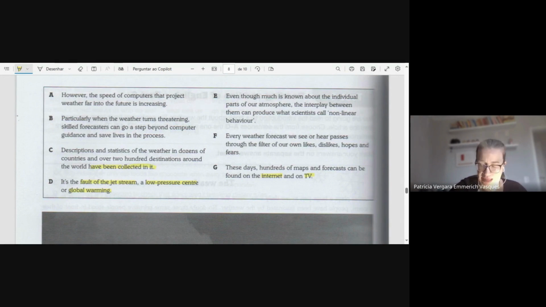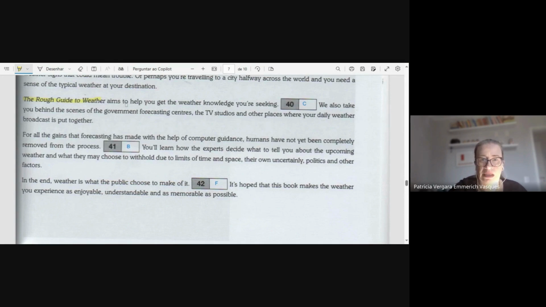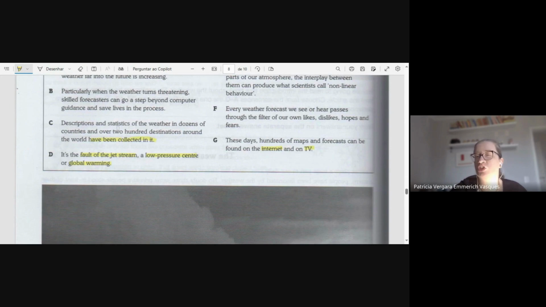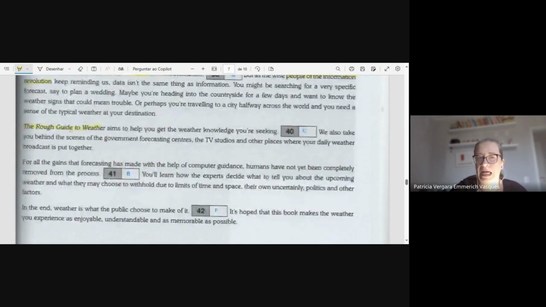Okay. So let's go back here. 40. The weather knowledge you were seeking. We also take you behind the scenes of the government forecasting centers, the TV studios, and other places where your daily weather broadcast is put together. So this information is collected in this guide here, the guide to weather. Okay, that's what they say, descriptions, statistics of many countries, destinations, everything is collected in this guide.